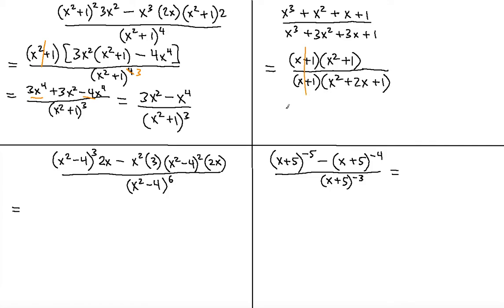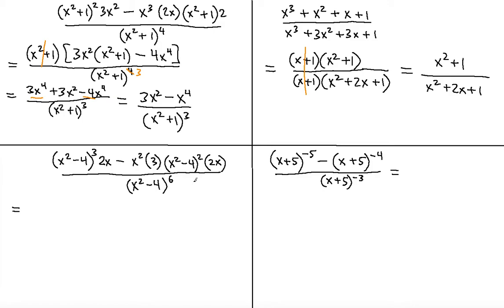As you can see, we can conveniently cancel this out, the common factor x plus 1. And as a result, we're just having x squared plus 1 divided by x squared plus 2x plus 1. All right, so that would be the answer here, the reduced fraction. Now this one looks like it's a little bit more complicated, but don't be afraid of it, because it's not as bad as it looks.